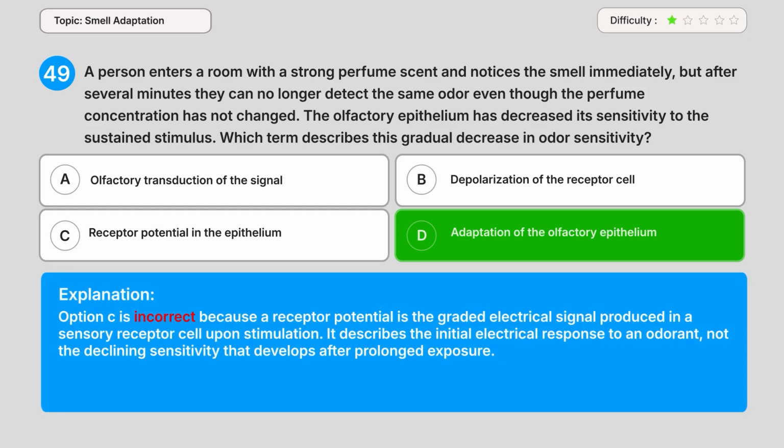Option C is incorrect because a receptor potential is the graded electrical signal produced in a sensory receptor cell upon stimulation. It describes the initial electrical response to an odorant, not the declining sensitivity that develops after prolonged exposure.